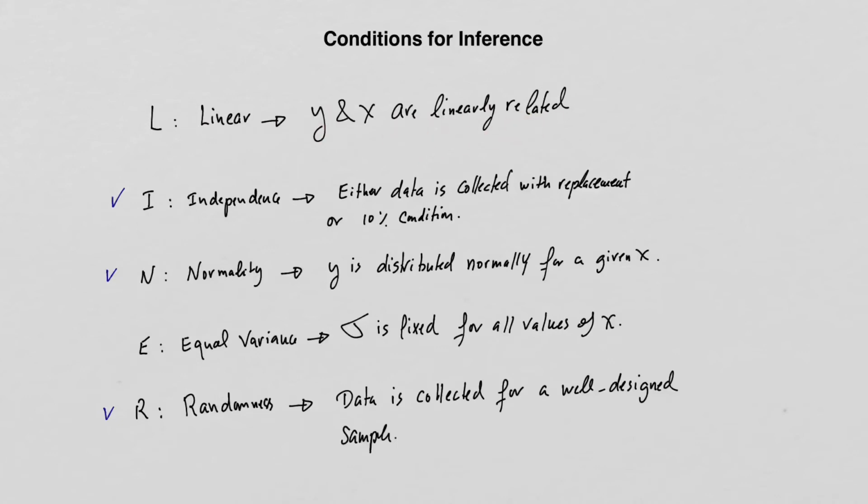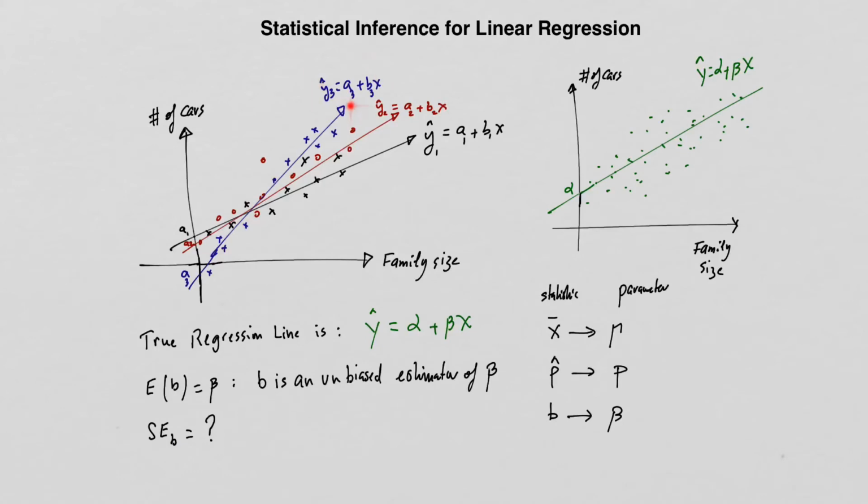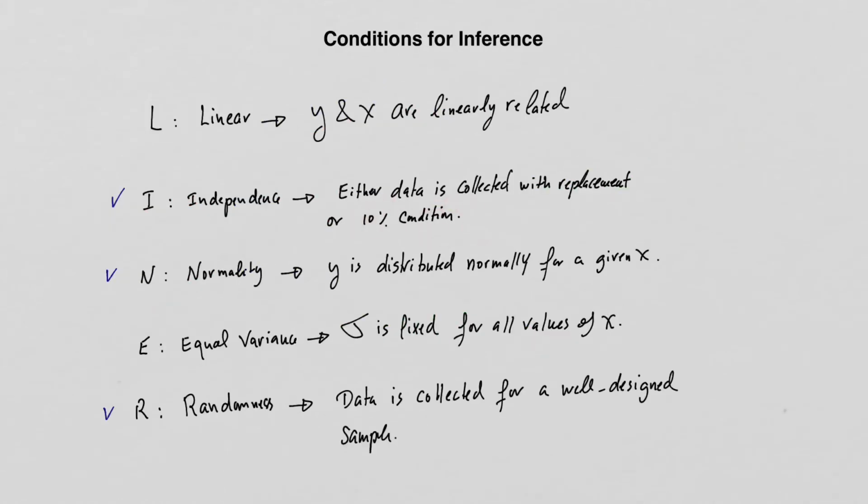The second condition, I, stands for independence, that the data is either collected with replacement. So you take a sample, like in my case, I took a sample of 10 in blue, and then I put them back in the pool. So some of them might be picked again, right? If that is the case, then you don't need to check the 10% condition. If they are collected without replacement, then you must check the 10% condition, basically to say that the sample size is no more than 10% of the population.